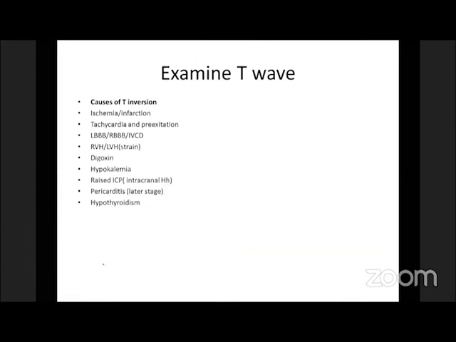And examine the T wave. In the T wave, we have two abnormalities, either T inversion or peaked T wave. Let me start first with causes of T inversion. We have several causes like ischemia or tachycardia, pre-excitation, left bundle branch block, exactly similar to the causes of ST segment depression with a few changes. For example, raised intracranial pressure, pericarditis, or hypothyroidism.